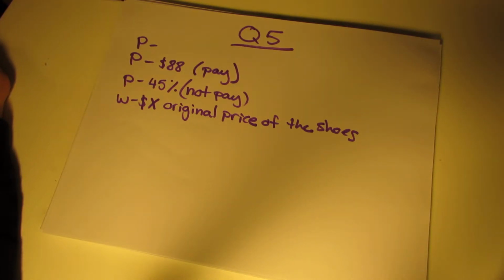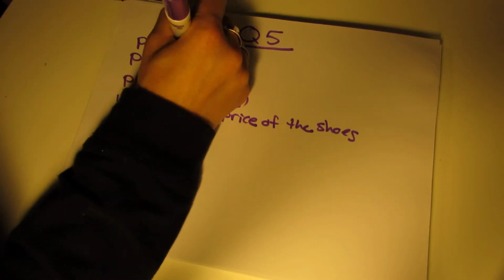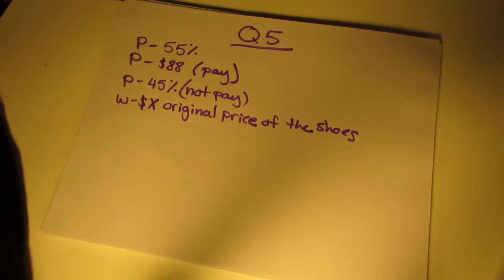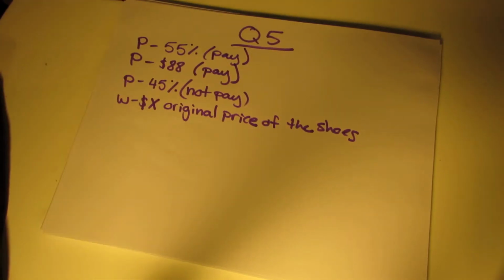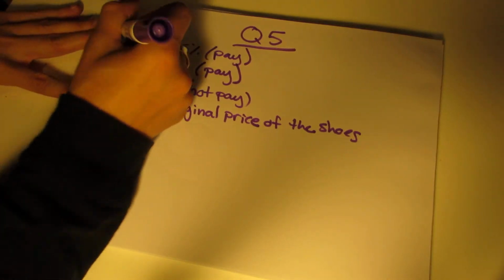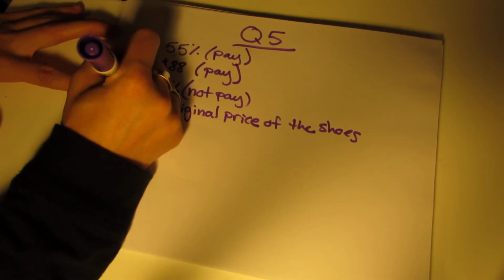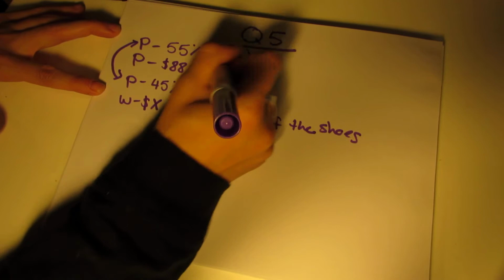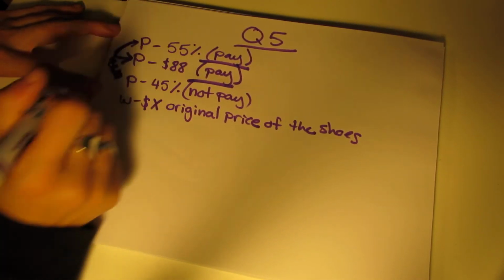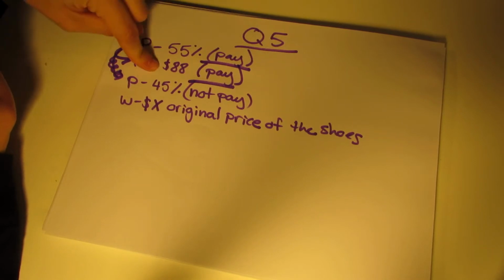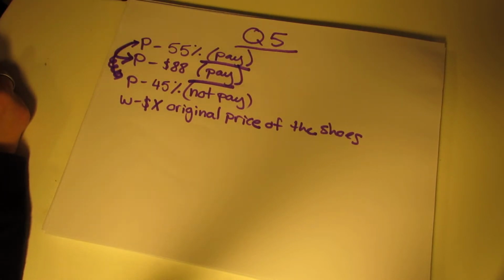So if you need a calculator, get one. 100 minus 45 gives you 55%. That means I'm going to pay for 55% of the shoes. So now I can go ahead and match my parts. I want to use that one with this one. Oops. Oopsies. Miss Linsky's made an oopsies. I want to use that part with that part. 55% and $88. I don't need 45%.